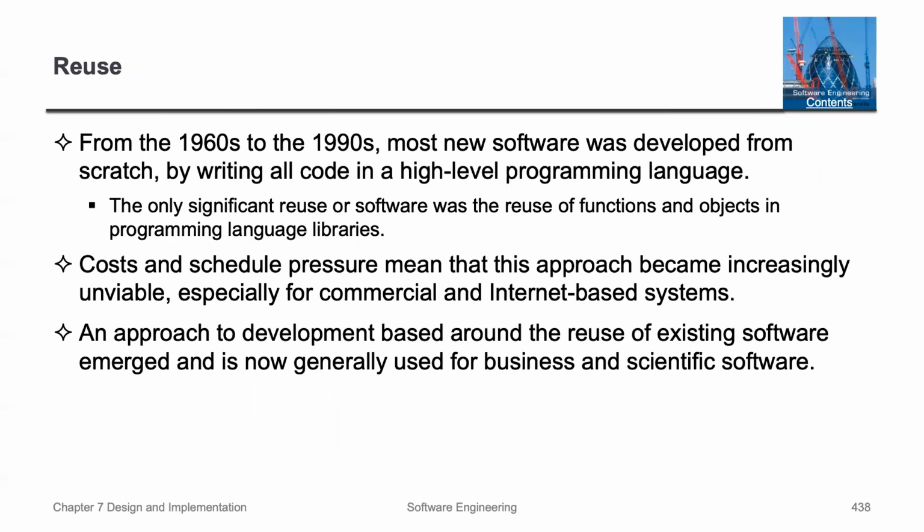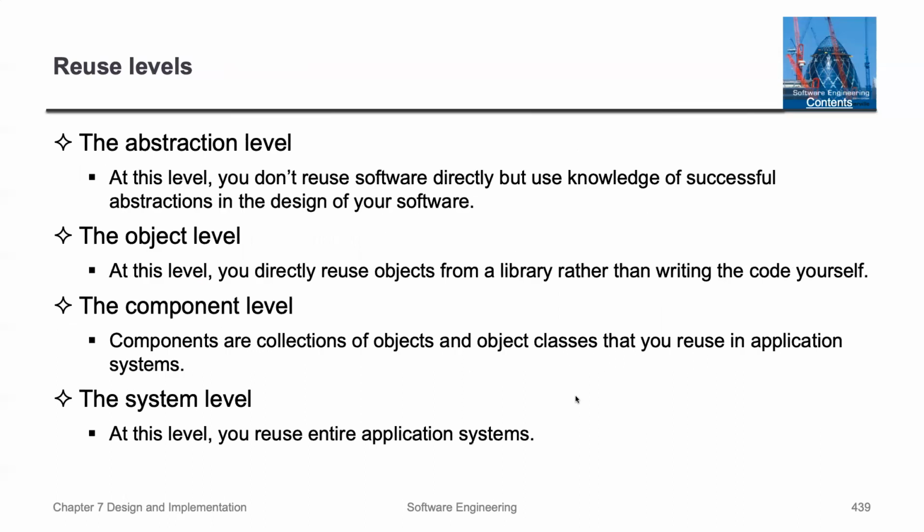Okay, from the 1960s to the 1990s, most new software was developed from scratch, by writing all code in a high-level programming language. The cost and schedule pressure means that this approach became increasingly unviable. An approach to development based around the reuse of existing software emerged and is now generally used for business and scientific software. So for reuse level, there's the abstraction level, the object level, the component level, and the system level.